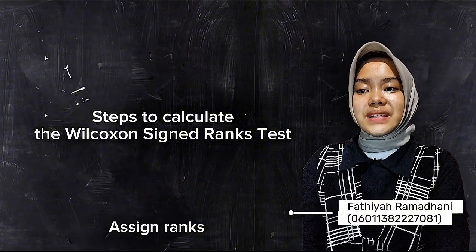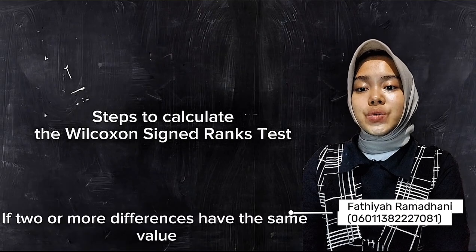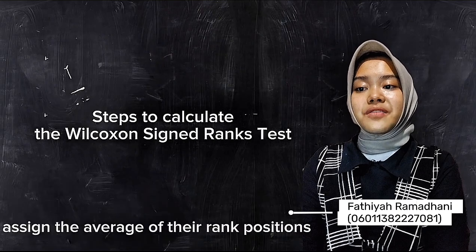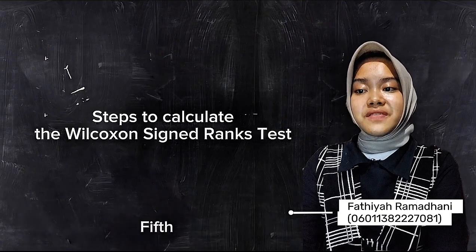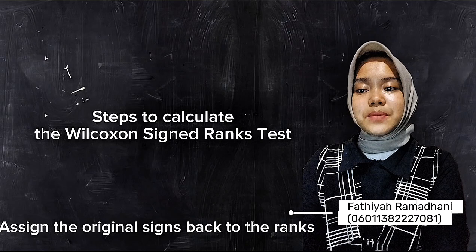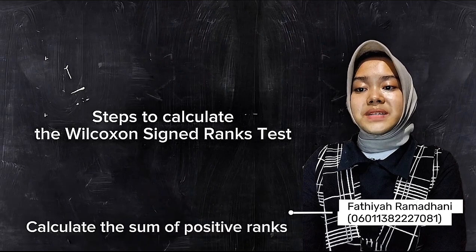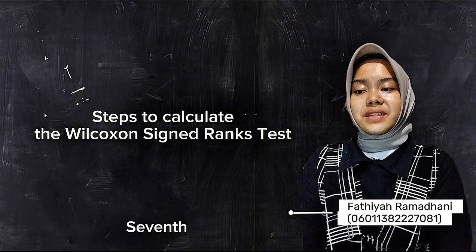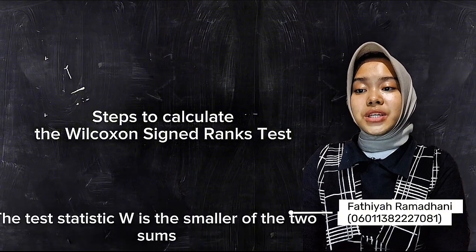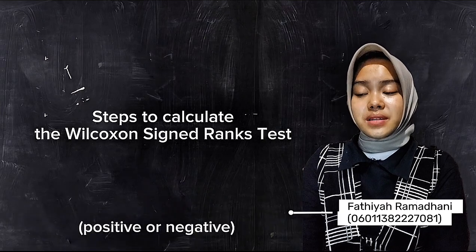Fourth, assign ranks. If two or more differences have the same value, assign the average of their rank positions, that is, tied ranks. Fifth, assign the original signs back to the ranks. Sixth, calculate the sum of positive ranks and the sum of negative ranks. Seventh, the test statistic W is the smaller of the two sums, positive or negative.